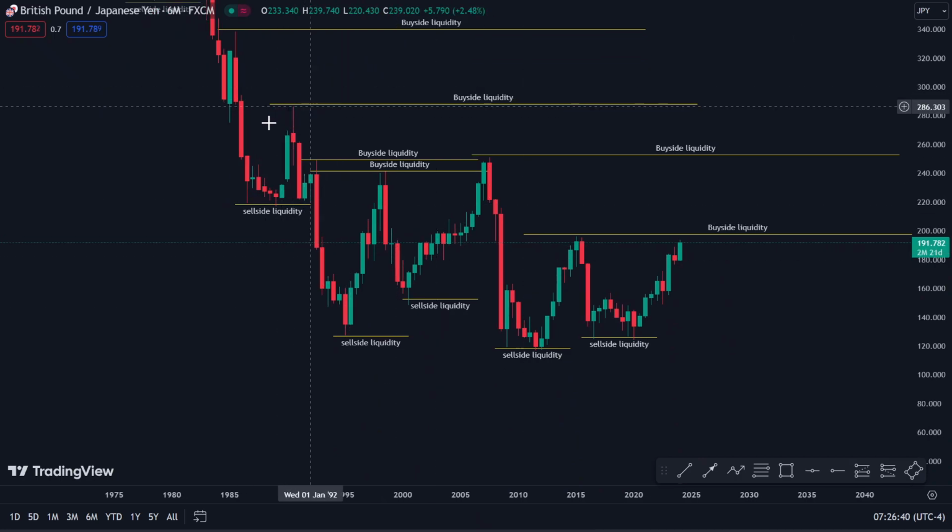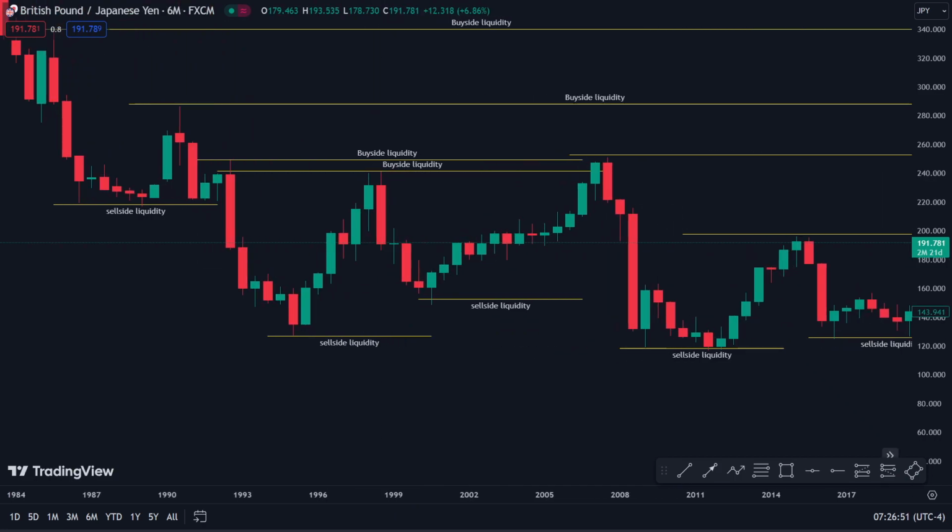So from here, you see what happened. The market went down to go up. It went down to go up. Look at what happened over here. And these are relative equal highs. You see what happened? It was taken out.